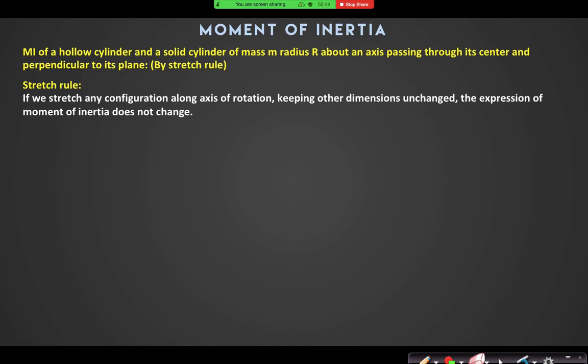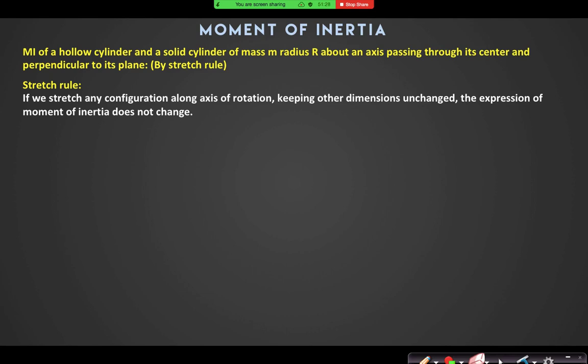If we stretch any configuration along the axis of rotation, keeping other dimensions unchanged, the expression for moment of inertia does not change. Here, other dimensions refers to what? Other dimension means if it is a disk, the other dimension should be the radius. If it is a rod, it should be the length.